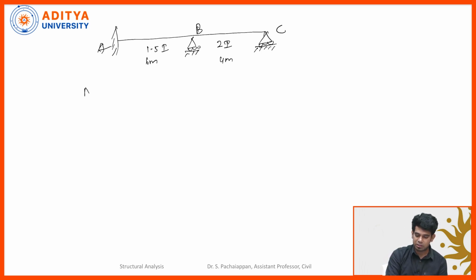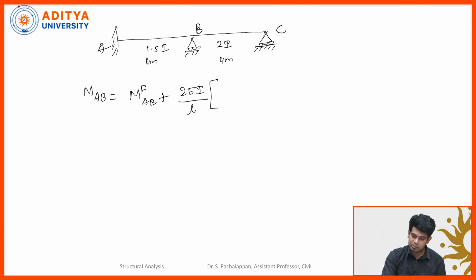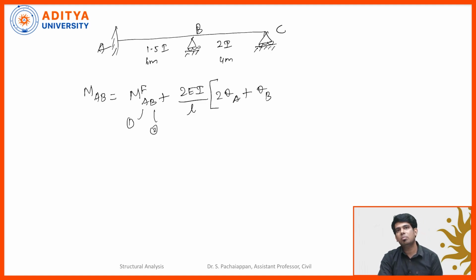I am going to write the equation for MAB. MAB equal to MFAB, the fixed end moments, plus 2EI by L into 2 times of theta A. So the first term gets 2 times of theta and the second term simply gets theta. So 2 times of theta A plus theta B minus 3 delta by L. I am not writing it because in this problem the support settlement is not given.